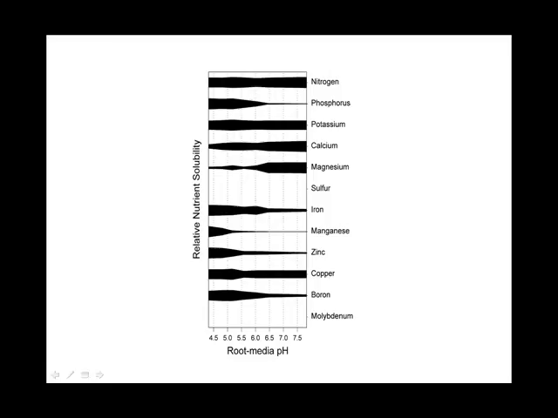Sulfur, which was not measured in the study, is not very pH sensitive. Iron, manganese, zinc, copper and boron, these micronutrients, their solubility goes down as pH increases. And molybdenum, which was not measured in the trial, its solubility goes up with increasing pH.